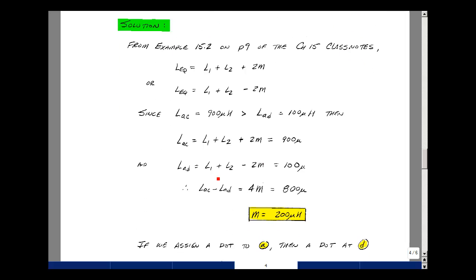Let me subtract these two equations and I'll lose L1 and L2. Subtracting the second equation, I get 4 times the mutual inductance, and then I get 900 minus 100 micro, which is 800 micro. So M is equal to 200 microhenries.